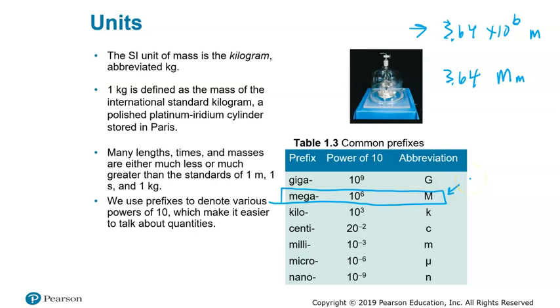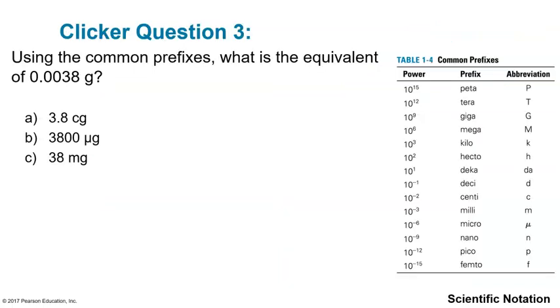A lot of times when we come across numbers, they'll be written this way just to be easier. It's easier to write a big M than it is to write times 10 to the 6th. And when we do have occasion to work with these units, we'll need to convert them back and forth. So let's try one here, which is, I guess, kind of a tricky one. Use common prefixes. We want to figure out, so we've got 3 options, A, B, and C. Which one is equivalent to writing 0.0038 grams? So go ahead, give that a go, and we'll come back and discuss.